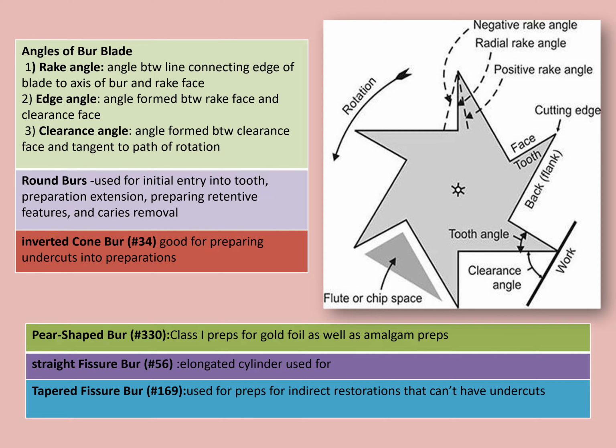Now the round burs, as we know, are used for punch cut or initial entry into the tooth. And these round burs like number 2, number 3, small carbide round burs, can also be used for preparing the retentive features like retentive grooves or coves, and caries removal, like slow speed revolving round bur for pulpotomy. Inverted cone bur. So bur numbers are also important. Sometimes they are asked in the exam, like bur number 34, 330, 56, 169, and mainly the functions of them. What is the purpose?